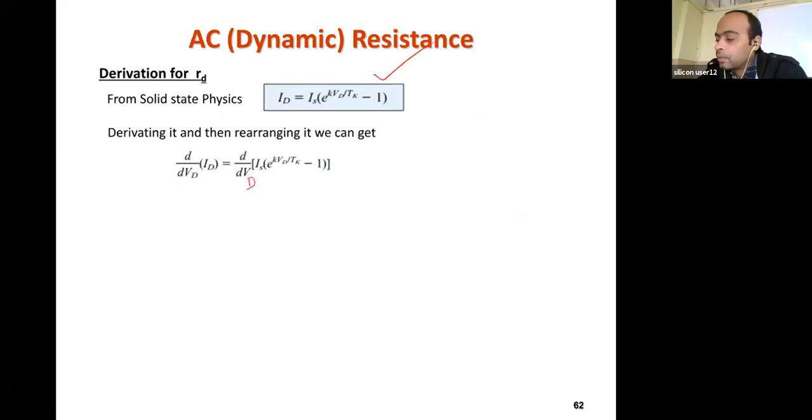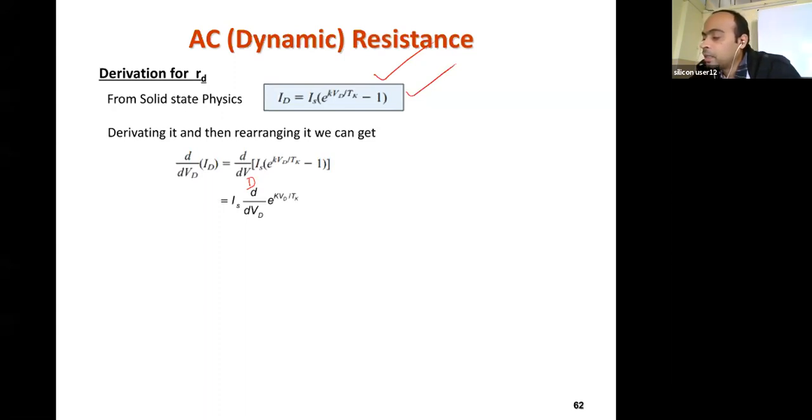I am doing d by dV of this given equation. Here you can write dVd. Till this point, I have not done anything. I am just doing d by dVd of ID. That means this equation which is given, I am differentiating with respect to Vd. So this will be equal to Is into d by dVd of e to the power k Vd by Tk. Is that clear how it is coming?